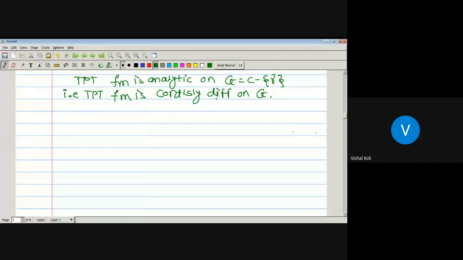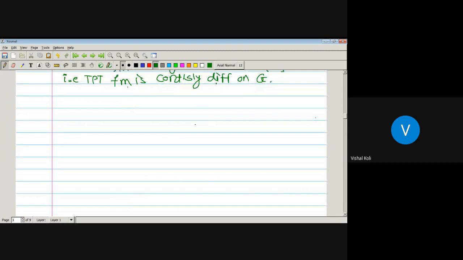As here we have to prove that Fm is continuously differentiable, it means we have to prove that Fm is differentiable and whatever its derivative Fm dash is, that will be continuous. And if its derivative is continuous, then we say that the corresponding function Fm is continuously differentiable, and that is what we have to prove. Now let A be any point in G, that is C minus trace of gamma. As A belongs to G, it does not belong to trace of gamma, that is A is not a member of trace of gamma.